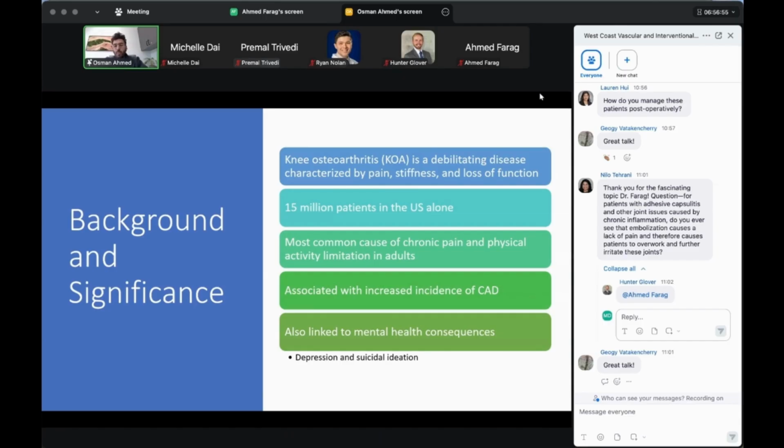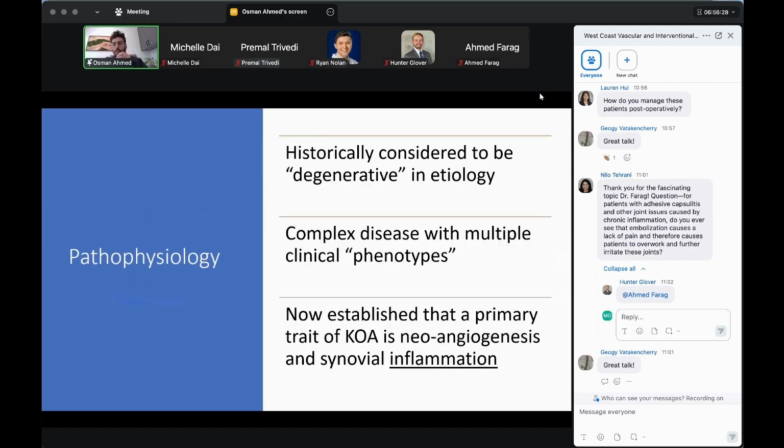But what comes with this pain and physical activity limitation isn't just a QOL thing. It's actually associated with an increased incidence of coronary artery disease, and it's also linked to mental health consequences like depression and suicidal ideation. A lot of these are related to loss of independence, loss of function. So you can imagine if you start to get debilitated, you can't move around as much, then your risk of coronary artery disease goes up, and you start getting depressed because you're losing your free will.